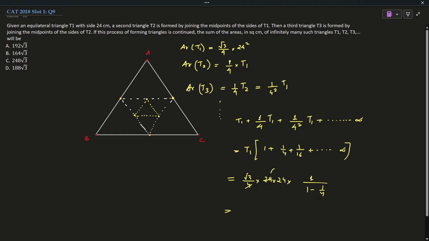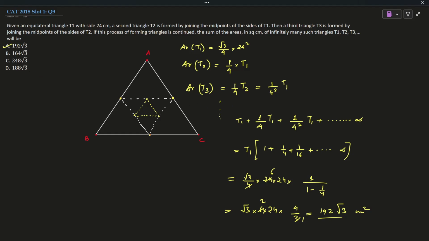So this got cancelled. 6. So root 3 into 6 into 24 into 4 by 3. This is 2, this is 1. 6 into 24, right? No, this is not 6, it is 8. 8 into 24. So 8 into 4 is 32, 19 and root 3 centimeters square. Correct answer will be option A, guys.